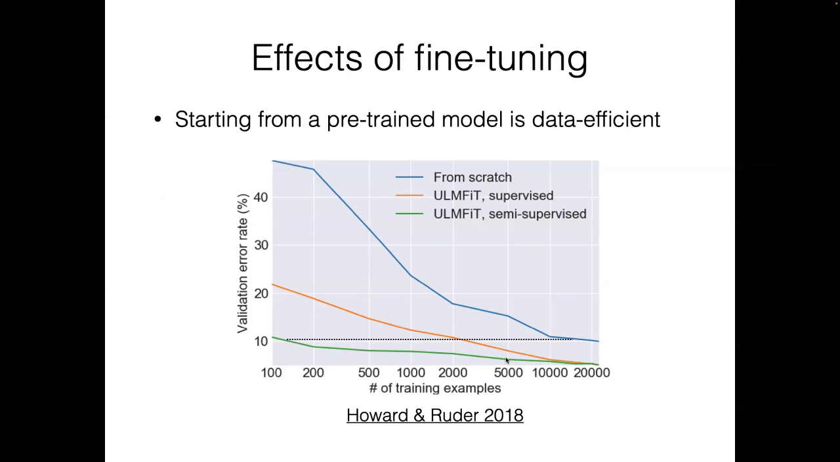Just curious, why is the semi-supervised approach better? Because they have no labels to validate their own fine-tuning.